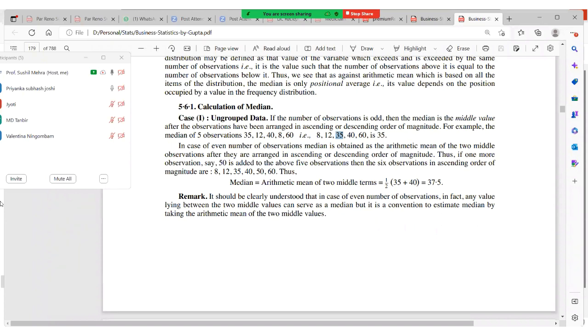When the number of observations is odd, like these 5 observations, you get a single middle term. If the number of observations is even, you get two middle terms. In that case, you have to find the average of those 2 numbers, fine?